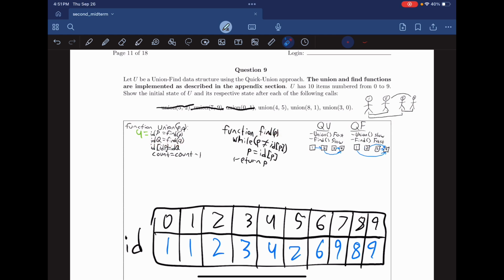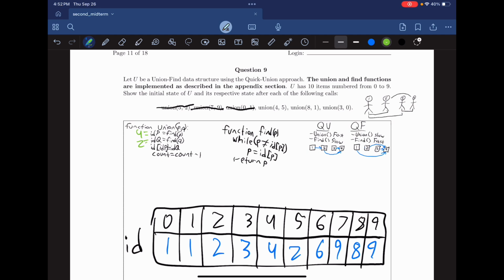When we do find of 5, it says while 5 is not equal to the ID at 5. So let's check. The array index 5, its value is 2. 2 is not equal to 5. The index and its value are not equal. So we take the value and we go to the index with that value. We go to 2. We look at 5, we see that it's not equal to its value, so we take that value and we use it as our new index. Then we go to 2, we check, is 2 equal to its value? Yes, it is. 2 and 2 are equal, so we return the 2.